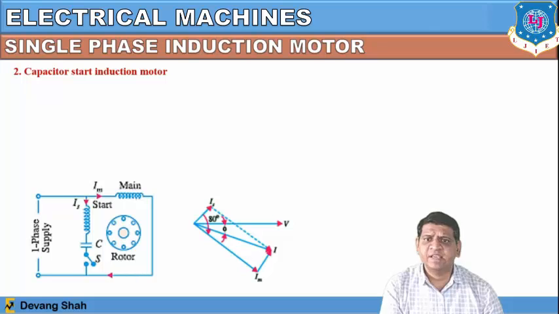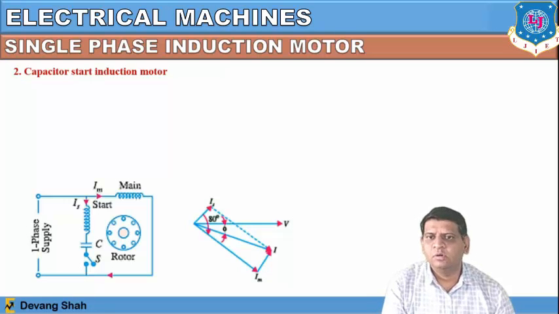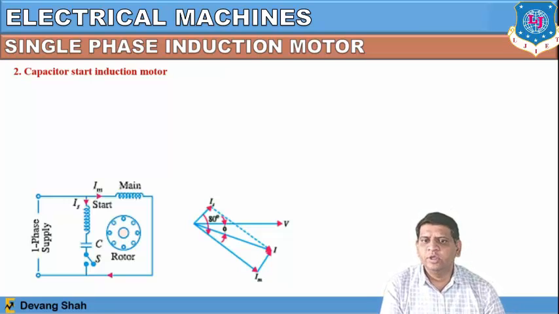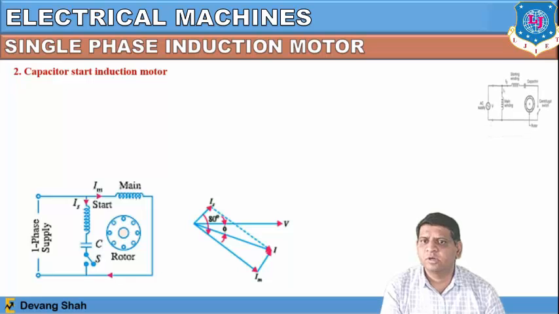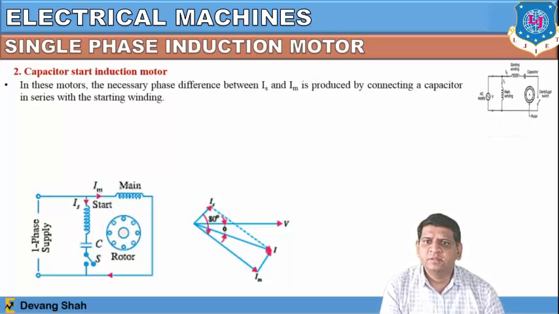Another type of motor we define is the capacitor start induction motor. Here, between the starting winding and the centrifugal switch, we put a capacitor, which provides the initial torque of the single phase induction motor. The functionality is the same: the necessary phase difference between Is and Im is produced by connecting a capacitor in series with the starting winding. In a split phase motor you add extra resistance; in the same way here, instead of resistance, we have replaced it with this capacitor.